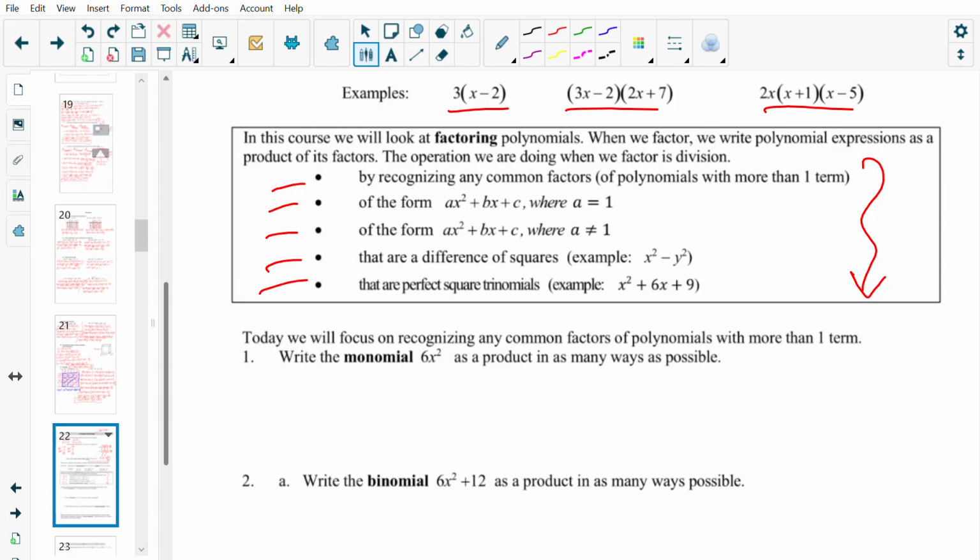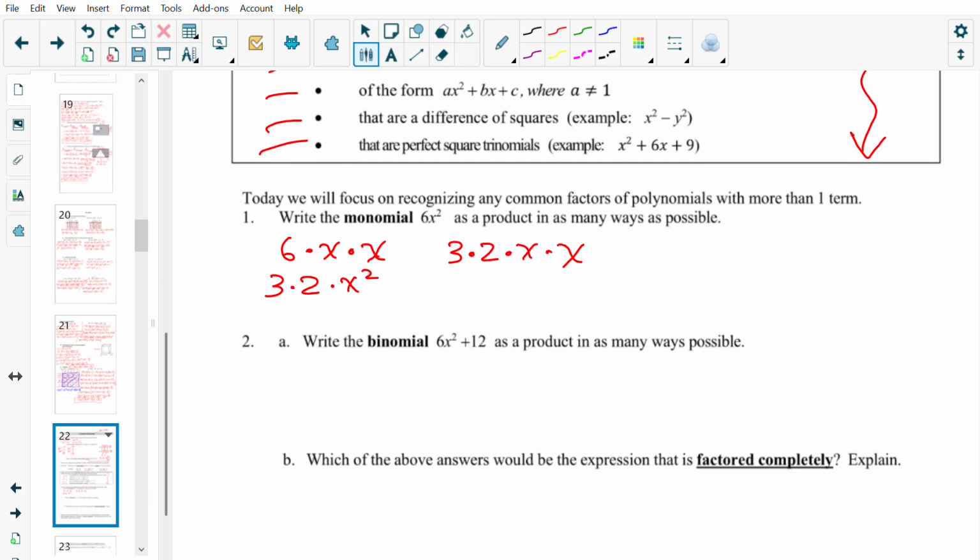Write the monomial 6x squared as a product in as many ways as possible. So like this, 6 times x times x, or 3 times 2 times x squared. Okay, or 3 times 2 times x times x. Okay, you get the idea. Write the binomial 6x squared plus 12 as a product in as many ways as possible.